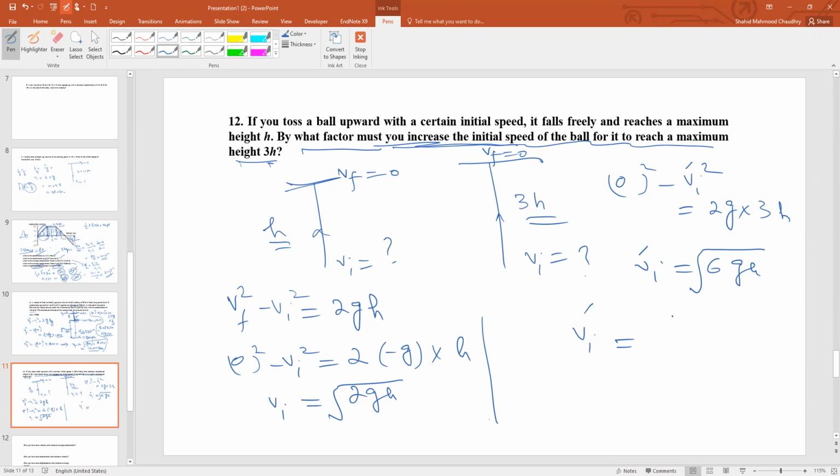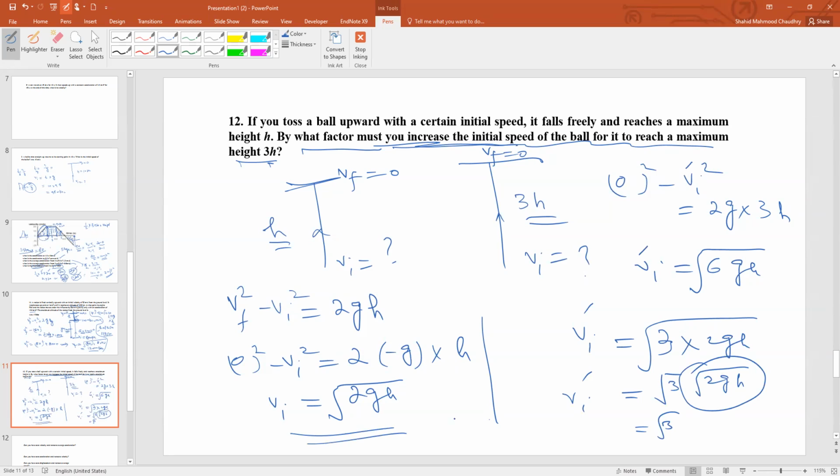So vi dash is equal to root of 3 into 2gh, which is root 3 into root of 2gh, and this is actually vi. So vi dash is equal to root 3 times vi. So by what factor do we have to increase the speed? Root 3. So the answer is actually root 3.